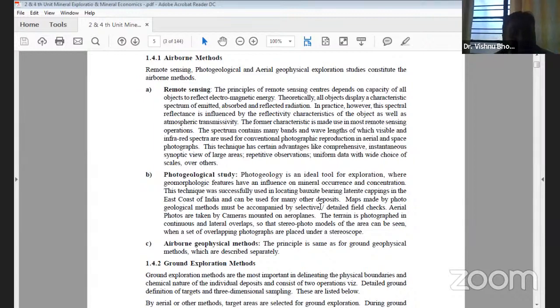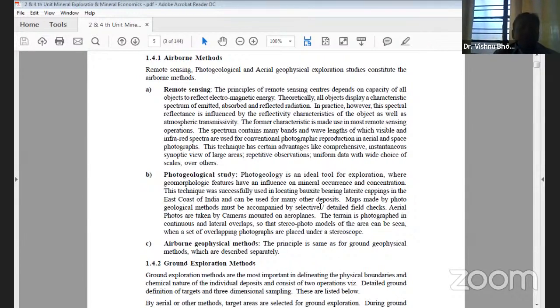Your next one is photogeological study. Photogeology is an ideal tool for exploration, where geomorphological features have an influence on mineral occurrence and concentration. This technique was successfully used in locating bauxite-bearing laterite in the east coast of India. Maps made by photogeological methods must be accompanied by selective and detailed field checks.